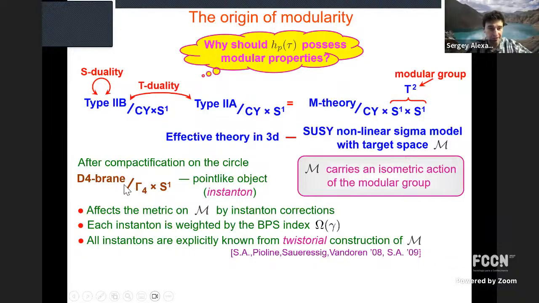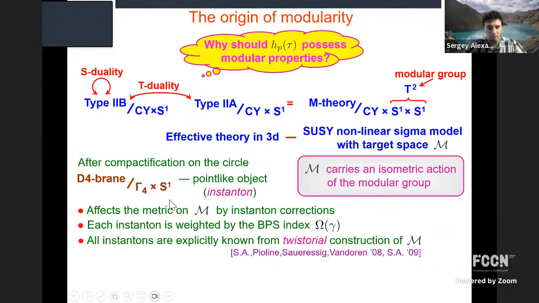Now, we're considering D4 branes wrapped on a 4-cycle. So since a D4 brane has 5-dimensional world-volume, this leaves still 1 dimension uncompactified, and let's also compactify it on this additional circle S1. So then all dimensions are compactified, and we get, from the space-time point of view, a kind of point-like object, which of course can be interpreted as an instanton. And these instantons, they do affect the theory, namely they affect the metric on this target space M. So they induce certain instanton corrections to the metric tensor.